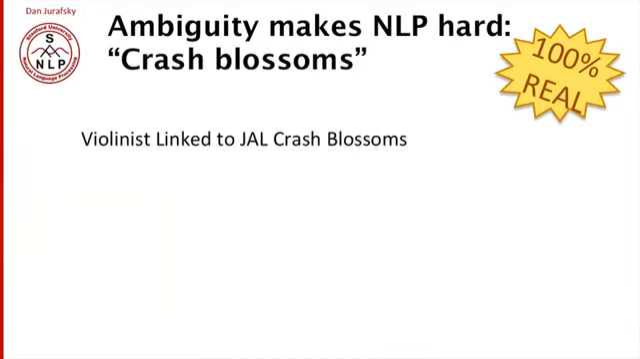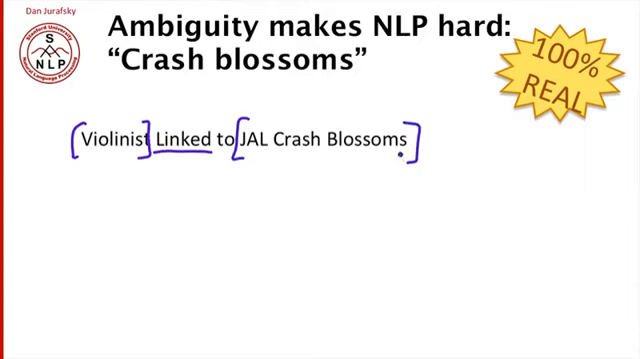Why is natural language processing so difficult? One cute example is the kinds of ambiguity problems that are called crash blossoms. Ambiguity is any case where a surface form might have multiple interpretations. A crash blossom is the name for a kind of headline that has two meanings, and the ambiguity causes a humorous interpretation. Reading this first headline, "Violinist linked to JAL crash blossoms," you might think that the main verb is "linked," and that a violinist is being linked to what? He's being linked to Japan Airlines crash blossoms. Well, what are crash blossoms?